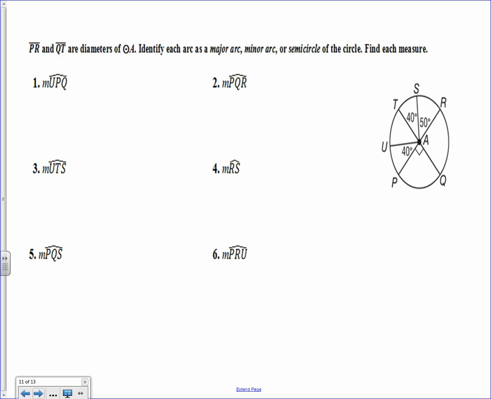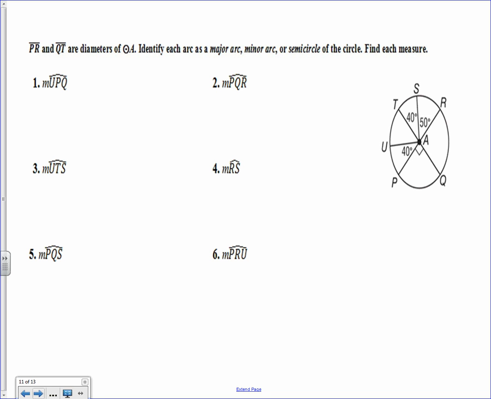Identify each arc as a major arc, a minor arc, or a semicircle of the circle, and then find each measure. For some of these, or maybe all of them, we might find the measure first and then decide whether it's a major arc, minor arc, or semicircle. I would say the hardest part here is remembering that major, minor, and semicircle do not have the same measure values as like acute, right, and obtuse, right? Major is more than 180, not more than 90. So major, more than 180, minor, less than 180, semicircle, 180. And that will be from a diameter.